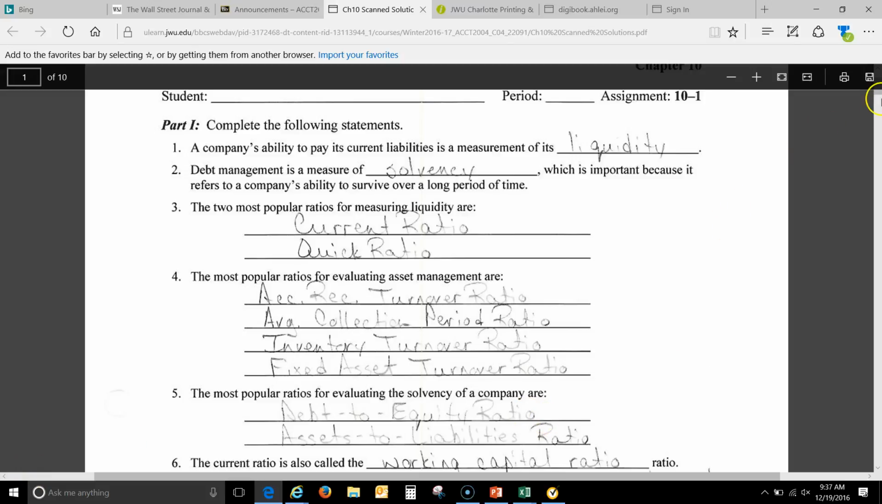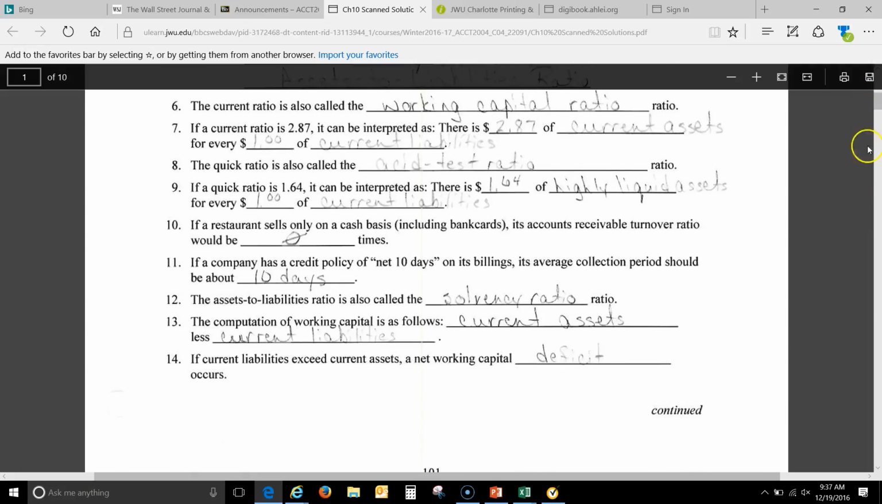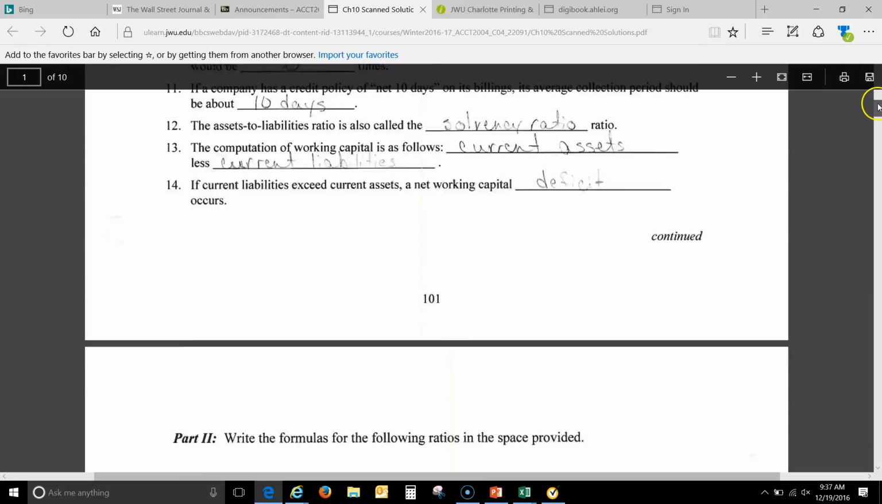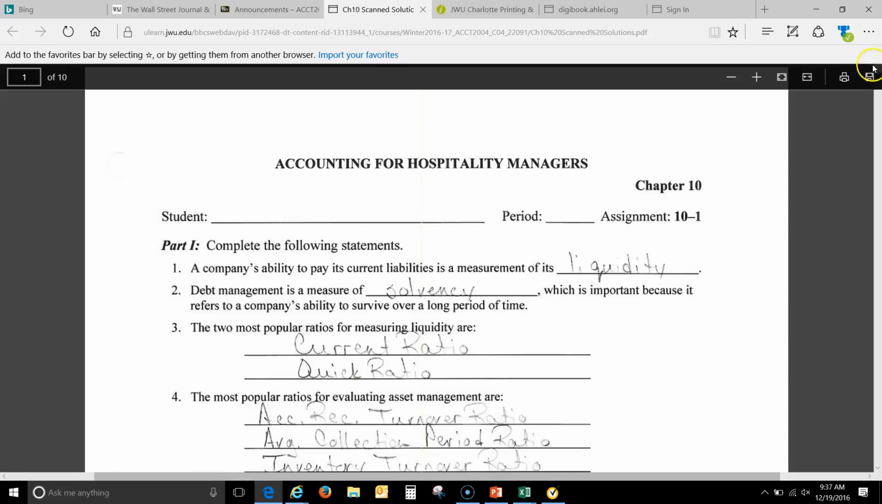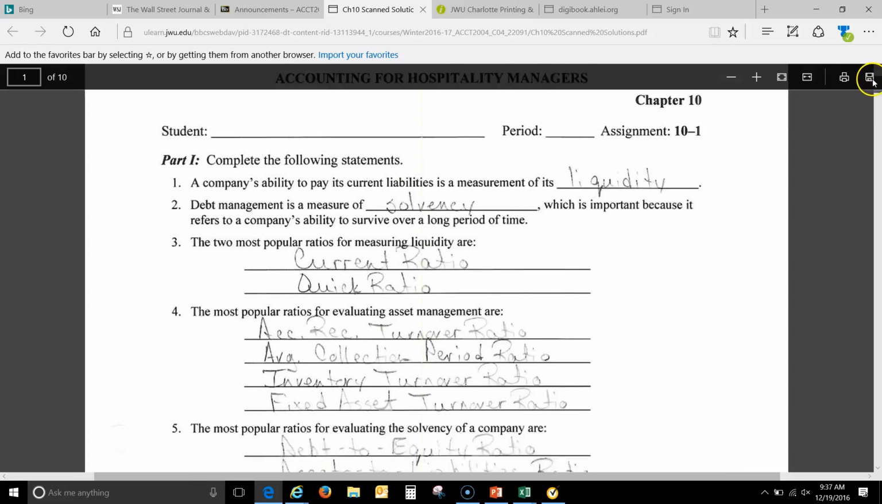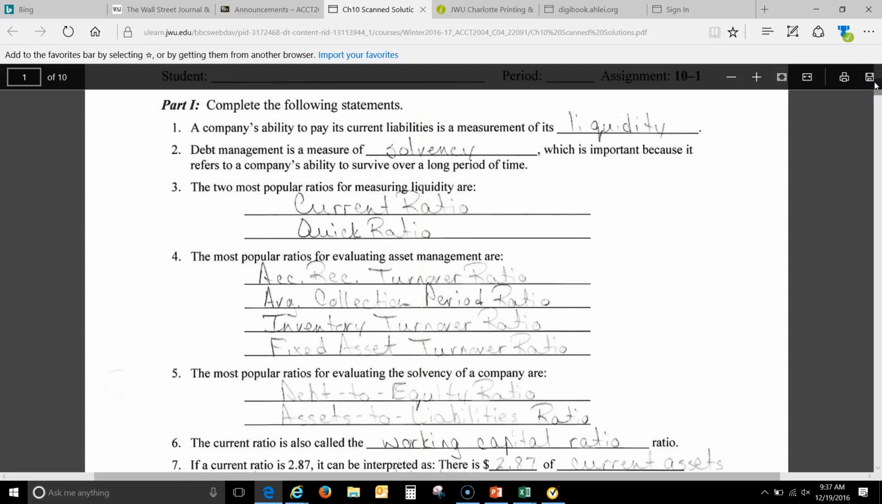Alright, so we're in workbook chapter 10, page 101. We're going to do a little bit of a review here.